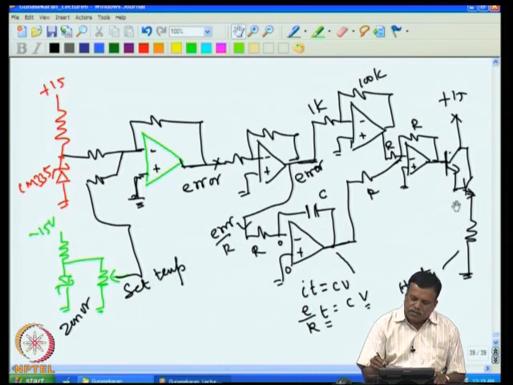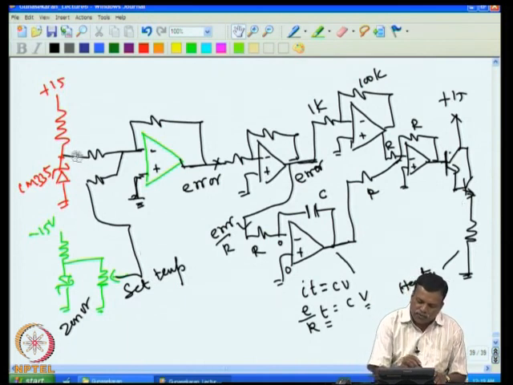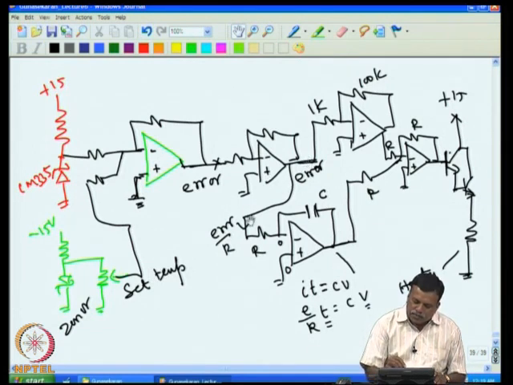You may ask what happens if the temperature had gone higher than the set value. Suppose the temperature was higher than the set value, the error becomes minus. Then the minus makes the reverse current flow, that means the capacitor will discharge, and the voltage will reduce, and this voltage also will reduce. And anyway, this minus actually becomes plus, and this plus again becomes minus. So that again reduces this voltage.